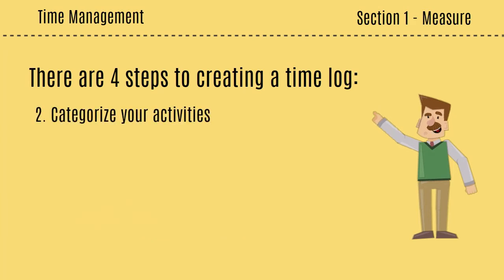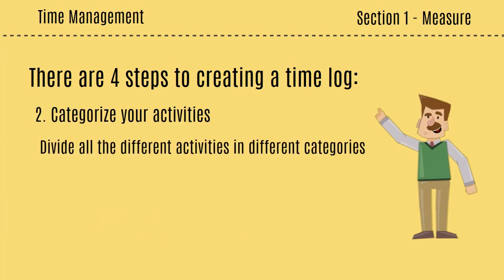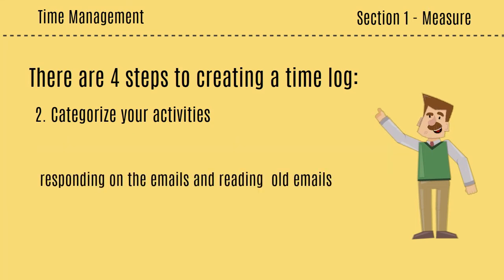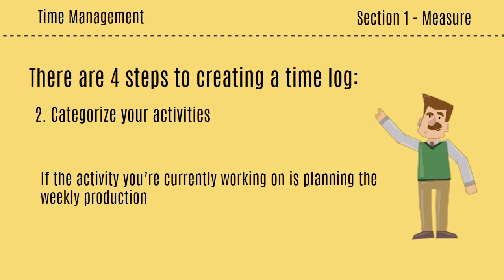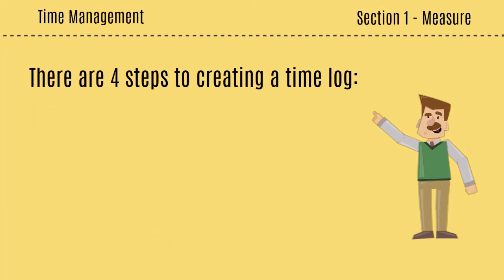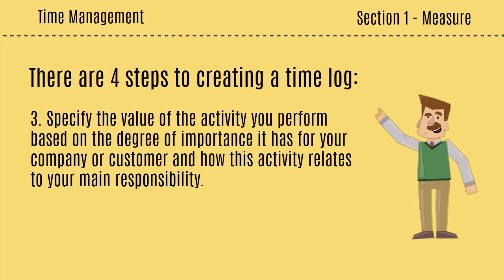Categorize the activities means to divide all the different activities into different categories. For example, responding to the emails and reading old emails should be placed in the same category, email. Or for example, coffee breaks and lunch breaks should be placed in the category breaks. If the activity you're currently working on is planning the weekly production, in the time log it should be registered in the category planning.